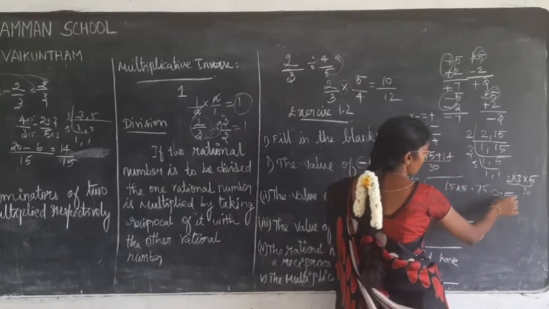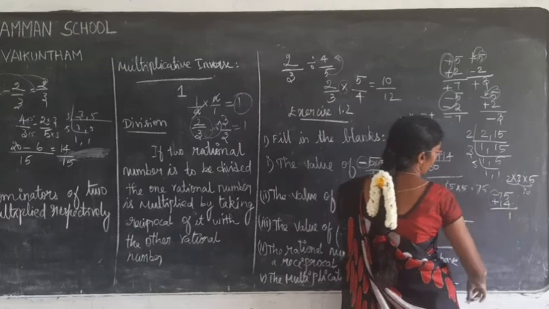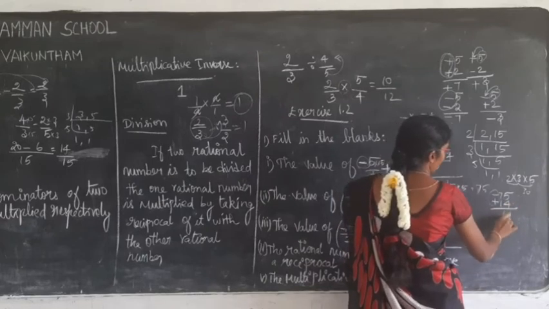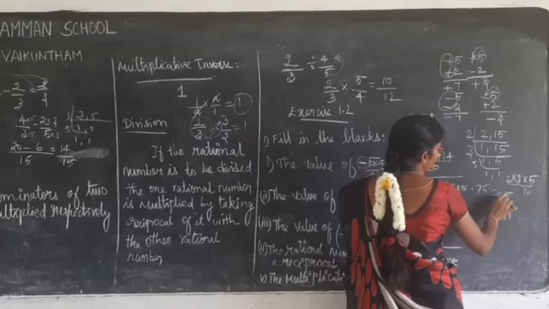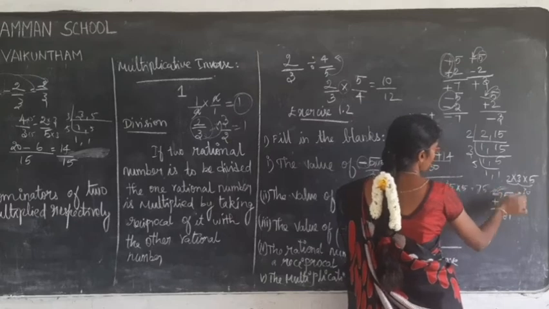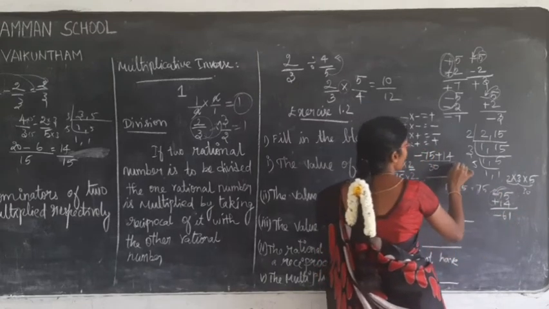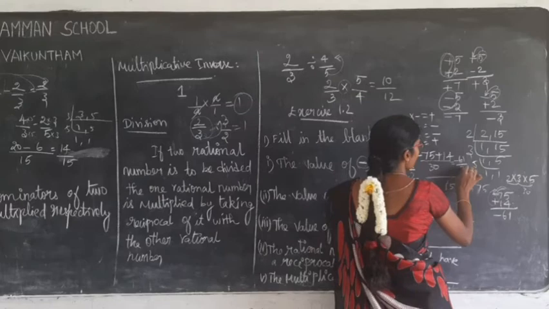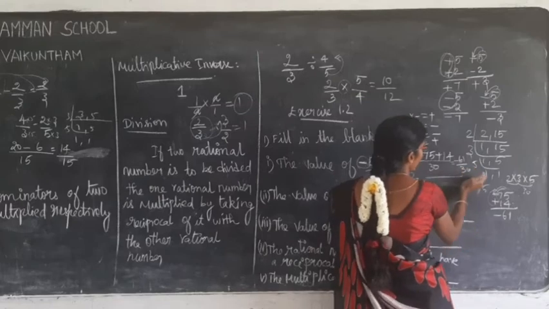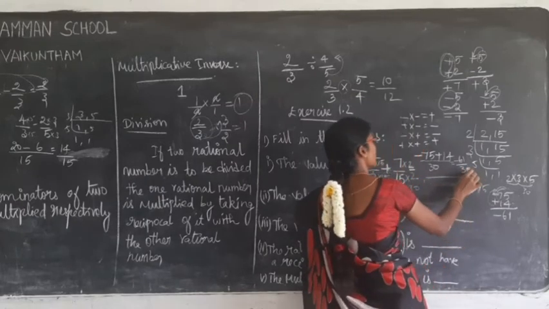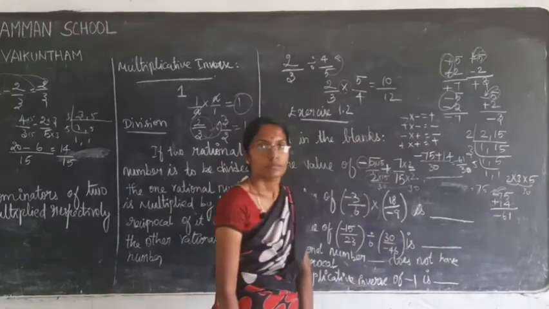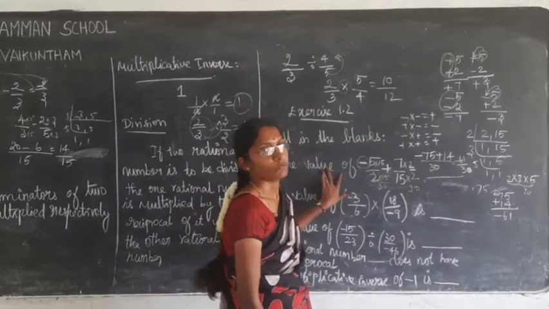So see here, minus 75 plus 14. Different symbols. What do you have to do? Subtraction. 5 minus 4, 1. 7 minus 1, 6. So the greater number is 75 here, so this symbol is minus. So what is the answer? Minus 61 by 30. Minus 61 by 30. Clear? So that's all. Okay.